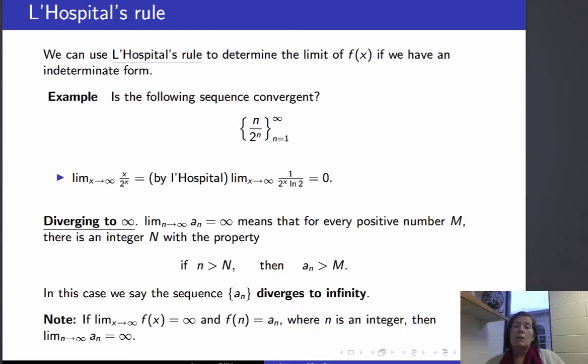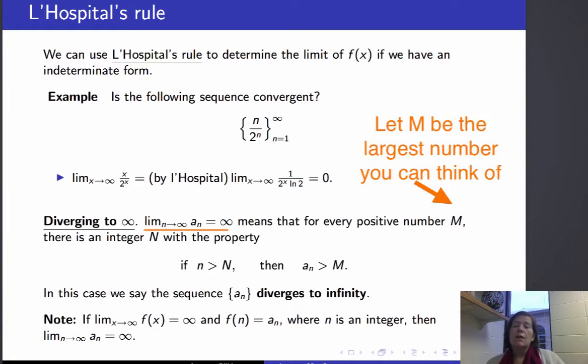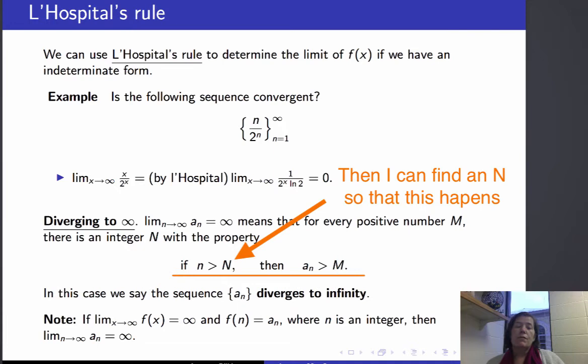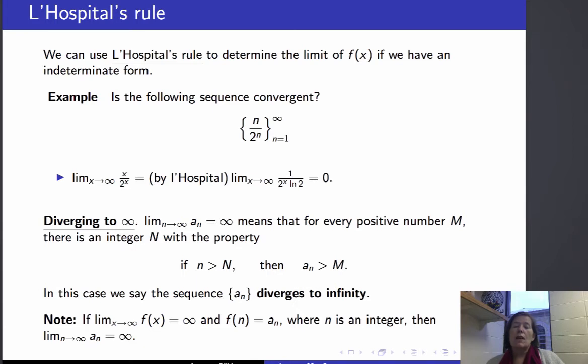The limit, to be more precise, as n goes to infinity of a_n equals infinity, means that for every positive number m, there's some integer N with the property that for all integers bigger than that N, the values of the sequence a_n are bigger than this very large number m that I chose. And I can choose any large number m that I like.